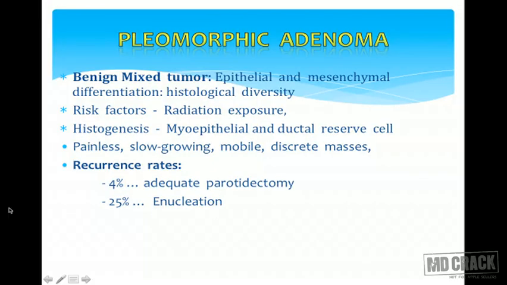What is the risk factor? Radiation exposure may be a risk factor, but most of the time we will not come to know what is the cause for these pleomorphic adenomas. Histogenesis: it is made up of myoepithelial and ductal reserve cells, and they are the ones which will give rise to the tumor as such.